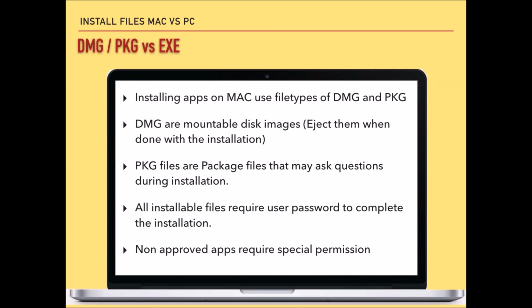So, like I said, installing apps on a Mac use the file types of DMG, which again is disk image, and PKG, which is a package file. And because DMGs are mountable disk images, when you get finished doing your installation, you should eject them. You can go into Finder and you can eject them there, or you will have an icon on your desktop and you can eject it by right-clicking on that icon.